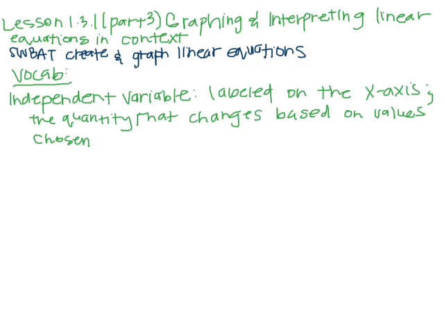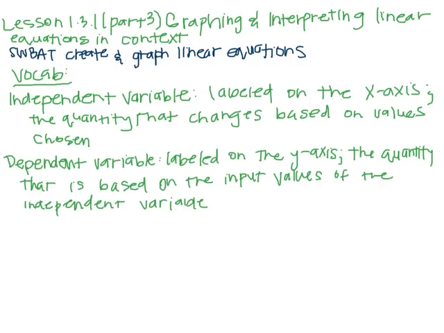So we have our independent variable, then we're going to have the opposite, the dependent variable. Our dependent variable is labeled on the y-axis or that vertical axis. And it is the quantity that is based on the input values of the independent variable. So we have our independent or our x, and you plug it into your equation and the outcome is the dependent or the y.